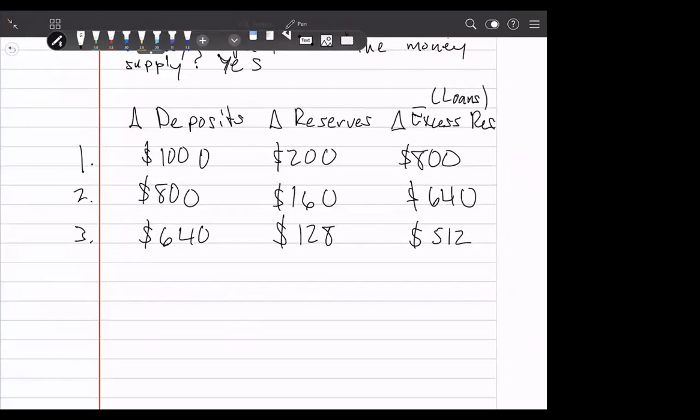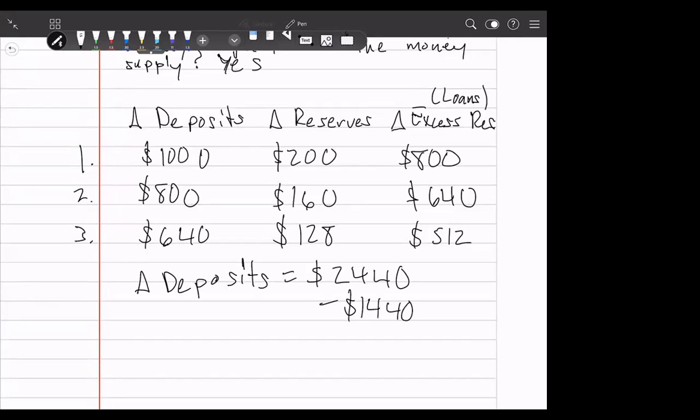Okay, so after 3 rounds, we have a change in deposits of $2,440. But from our first thing that we said, we know that a $1,000 chunk out of that was already a part of the money supply. So we need to subtract that off. We have $1,440 is what, after 3 rounds, the change in the money supply would be.